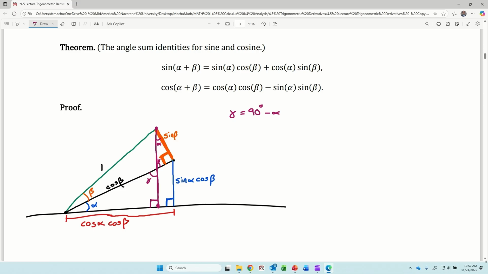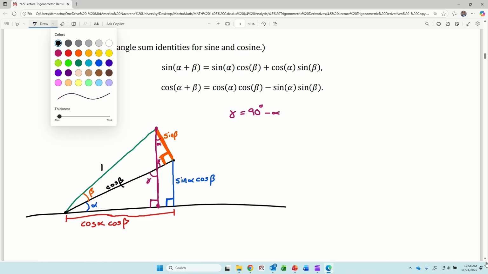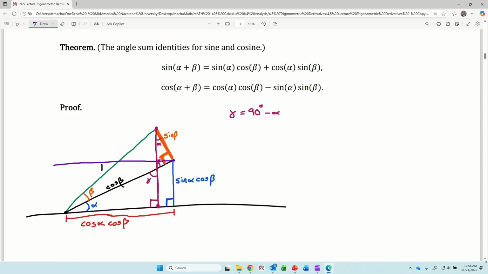So this is a similar triangle to here, and that's how I get the alpha angle up in the corner. And that's going to be important because now I can try to pick a color I haven't used before. Now I can draw a horizontal line through here, this purple line, and create a new triangle.